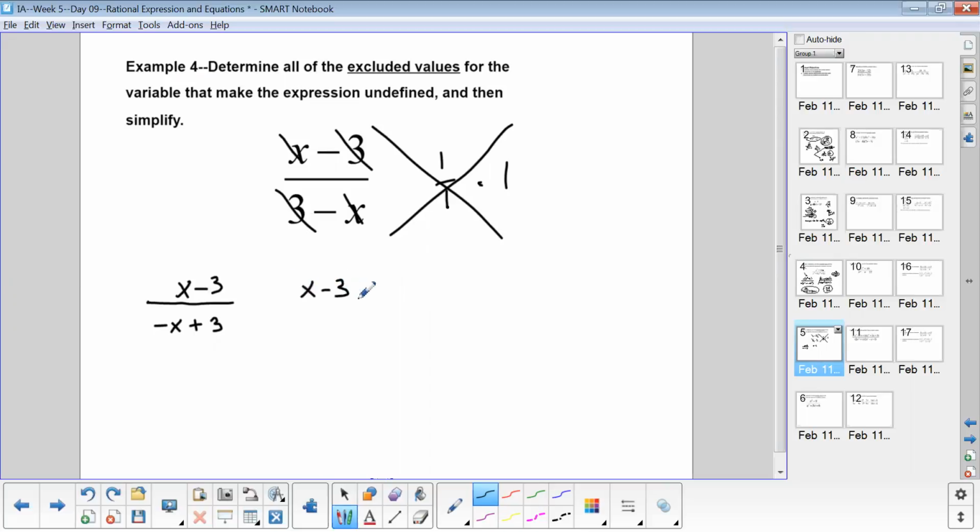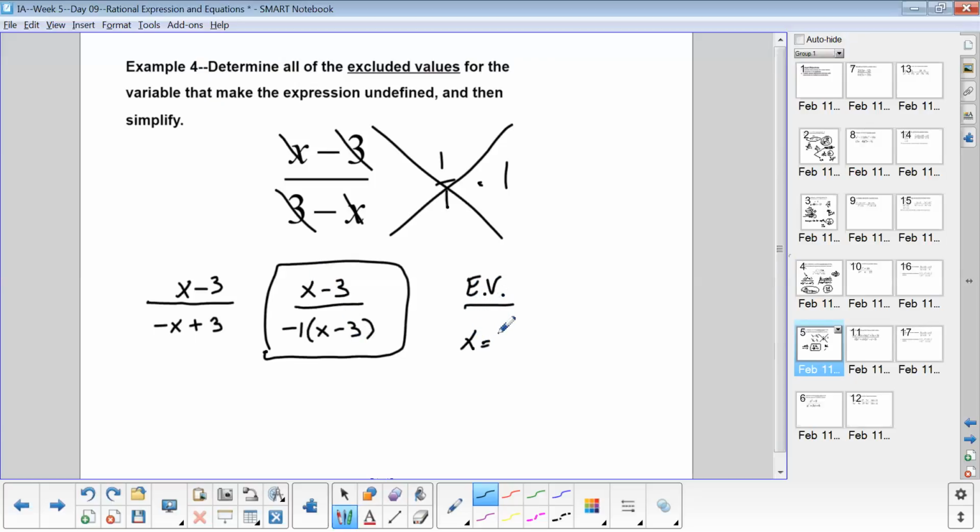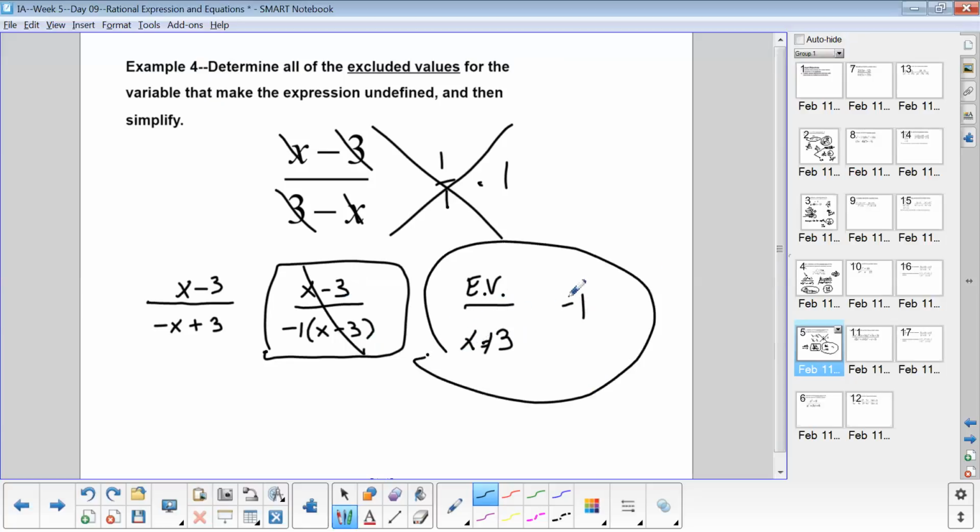However, if I factor out a -1 from this, that would give me negative x divided by -1 is x, and positive 3 divided by -1 would be -3. And now I have something where at some point I'm going to be able to divide these out. Problem is I need to find excluded values first. X cannot be 3 as part of the domain, because that's going to result in a 0 in the denominator. So once I've established that, now I can divide these out, and my answer would be -1. So there's my simplified form, and there's my excluded value.